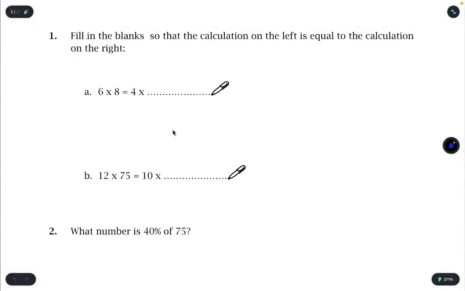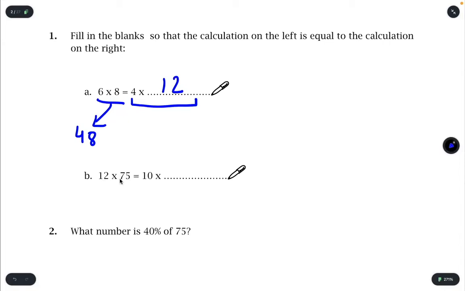Question 1. Fill in the blank so that the calculation on the left is equal to the calculation on the right. Well, on the left, we've got 6 times 8. This gives us a product of 48. So on the right, we also need a product of 48. Well, 48 divided by 4 is 12. So 4 times 12 will give us the same answer as 6 times 8.